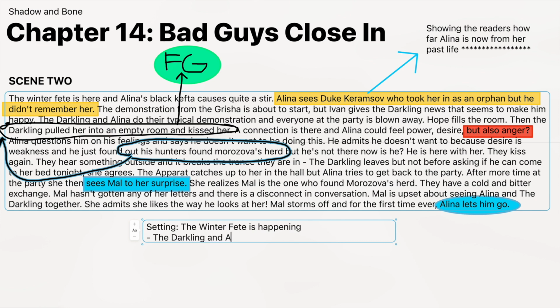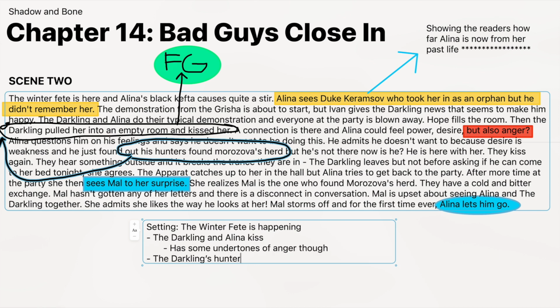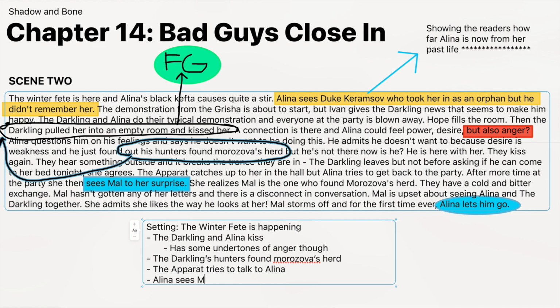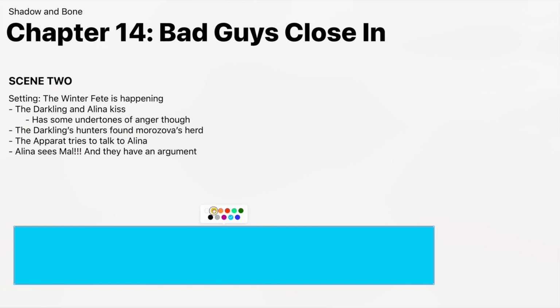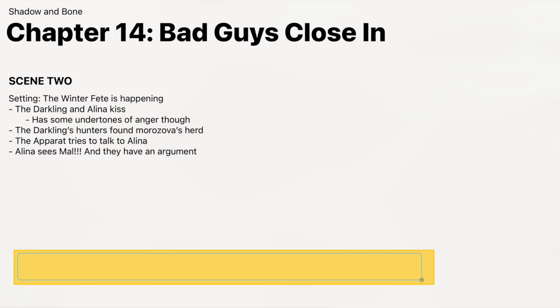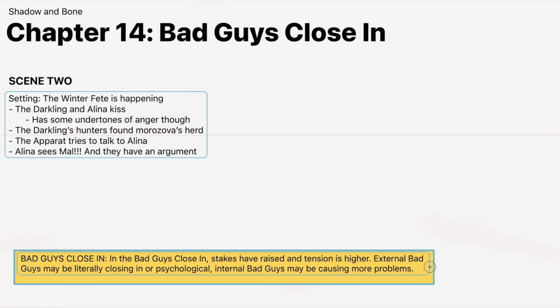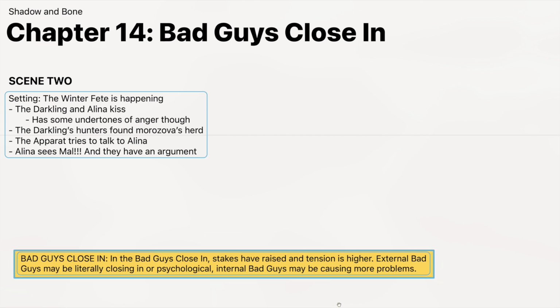The Darkling and Alina kiss, with some undertones of anger though. The Darkling's hunters found Moritzova's herd. The Apparat tries to talk to Alina. Alina sees Mal and they have an argument. Okay, and let's get reminded what the bad guys close in is from Save the Cat. They say, in the bad guys close in, stakes have raised and tension is higher. My favorite word, raising the stakes.